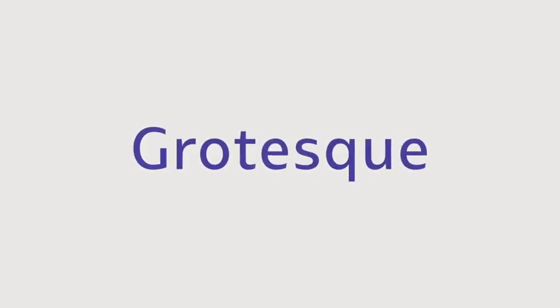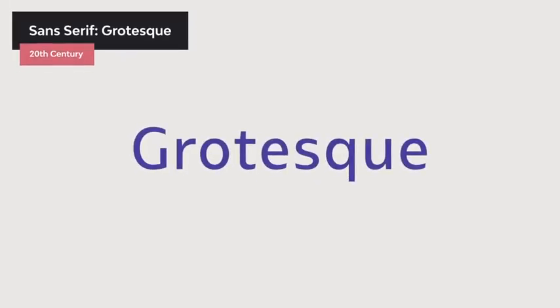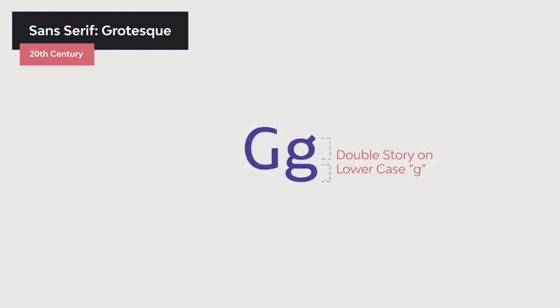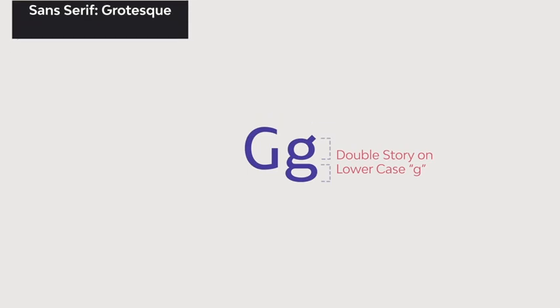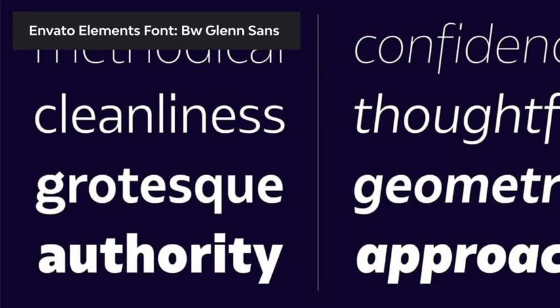Sans serifs are divided into 4 big categories. The first one, grotesque. The grotesque style was commercially popular in the 1900s. Some of the features are: slight contrast between thick and thin strokes, open aperture gap in characters like A and E, and the double-story G from the serif fonts. B.W. Glenn Sans is a great grotesque style example from Envato Elements.